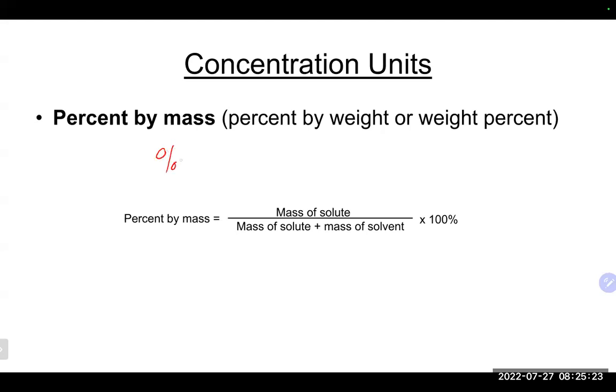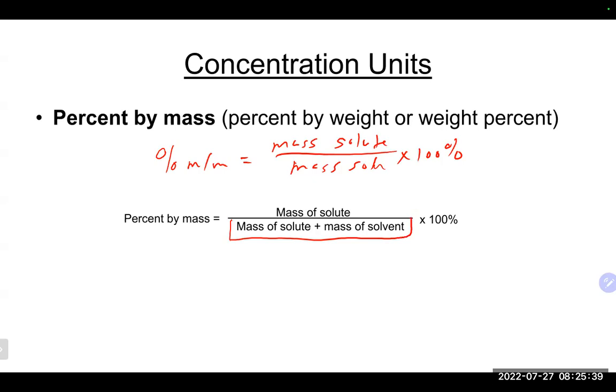This is our percent mass to mass, which is the mass of the solute divided by the mass of the solution times 100%. Remember, the important part there is the bottom, which is the mass of the solution. You want to make sure that you get the mass of the solute and the mass of the solvent.